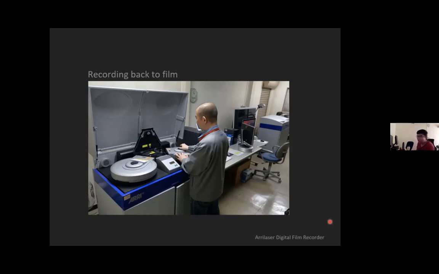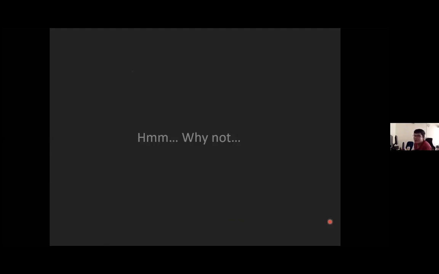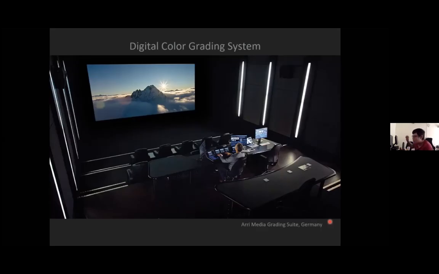So, again, people being people, human, we are very lazy and greedy, and then we think, okay, why not I come up with a cost-effective way and a more easier way to do films? So why not we go fully digital? Which is what we have right now today. It's called Digital Color Grading System. So this is a facility called ARRI Media Grading Suite in Germany. It's a colorist here working on an astronaut-like panel, with multiple screens and a big screen in a very cinema-like environment.